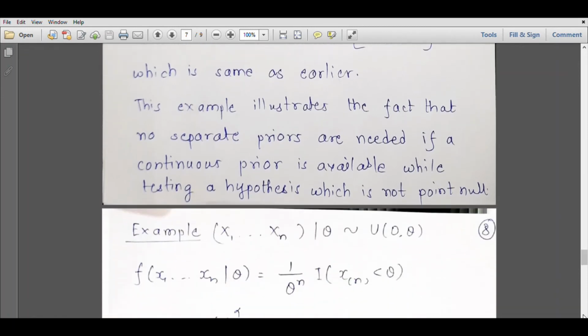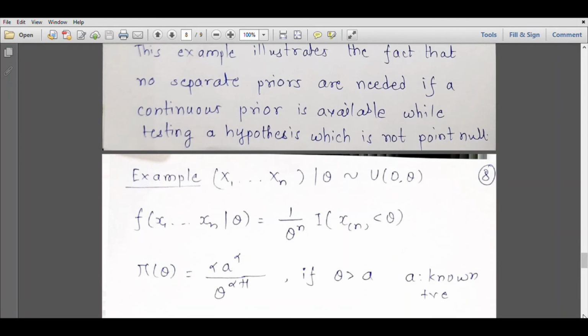So now this was a simple example. We will see how the values of a and b and pi naught and pi 1 change, that is, what happens, and how we decide whether the Bayes factor is working or not. A practical illustration of the Bayes factor in the context of this example will follow in a few minutes. So let us first discuss one more example which I have put here.